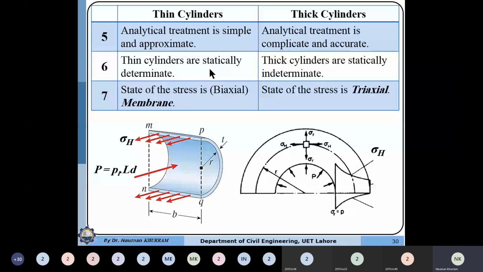Thin cylinders are statically determinate. Statically determinate means that the number of available equations is equal to the number of unknowns. There are two unknowns.